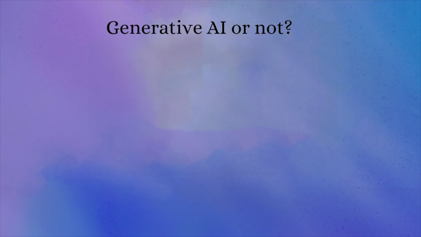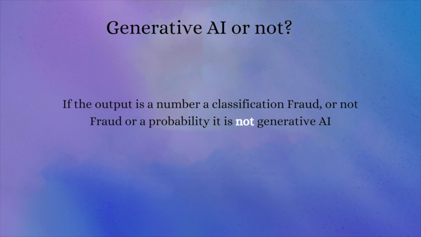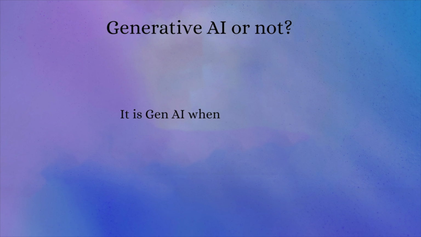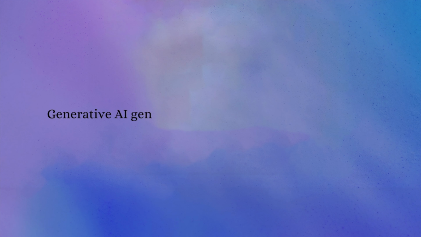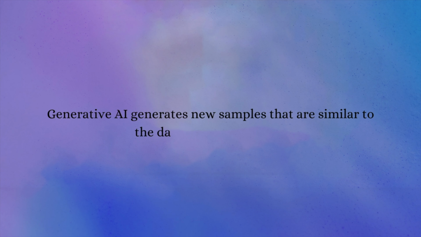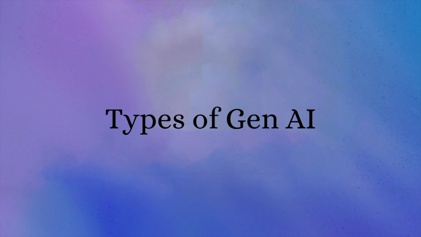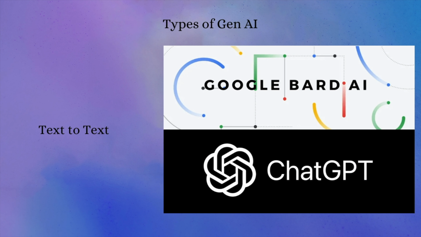Here's how I learned to determine if something is Gen AI or not. If the output is a number, classification, probability, fraud or not fraud, it is not Gen AI. It is generative AI if the output is natural language like text, speech, an image or audio. Basically, Gen AI creates new samples of data similar to the data that it was trained on.